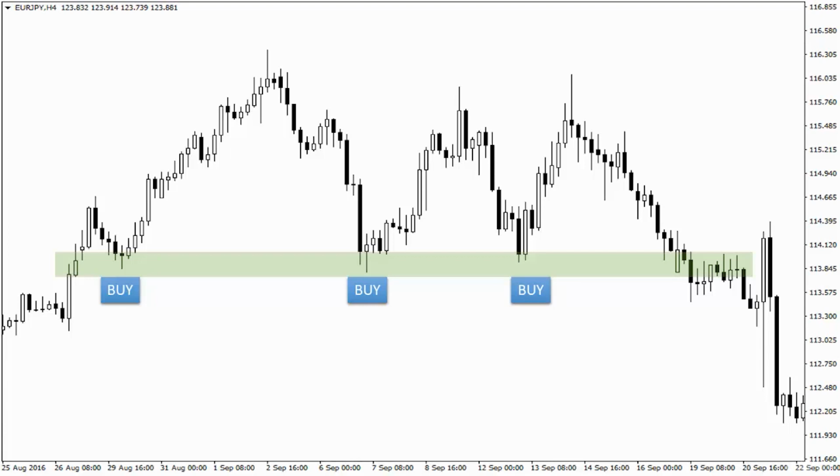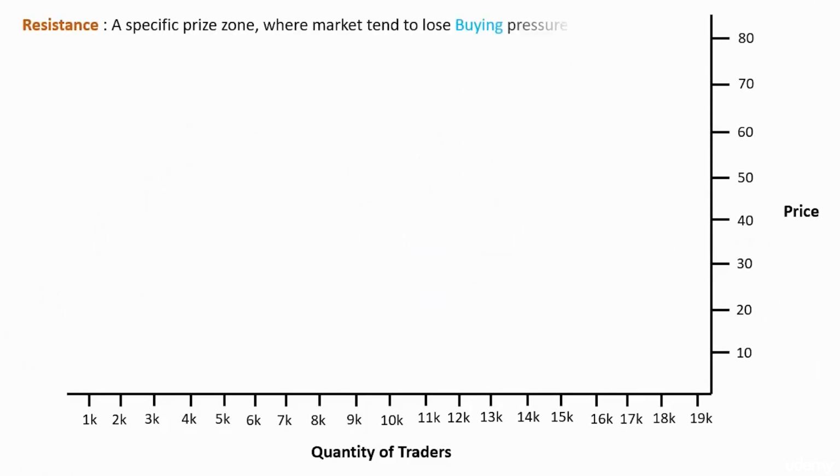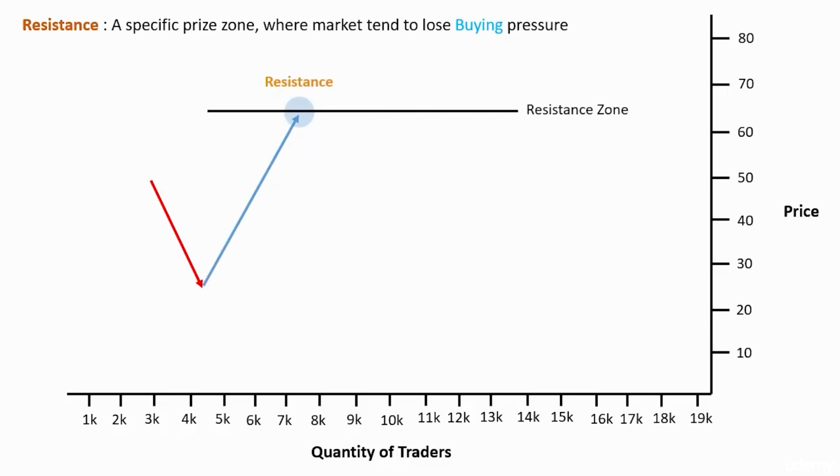Now let's discuss the resistance on a price action chart. Resistance is the exact opposite of the support on a price action chart, while resistance is a price zone where the market tends to lose buying pressure because of the higher market price according to the theory of demand and supply. So because of the increasing supply or selling pressure, the price falls down after hitting the resistance zone. Basically, resistances are the swing high points or the top levels on a price action chart.